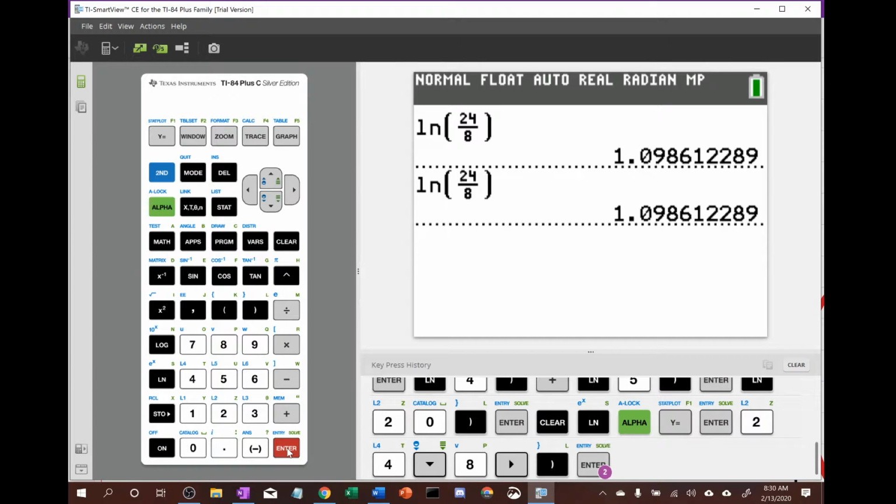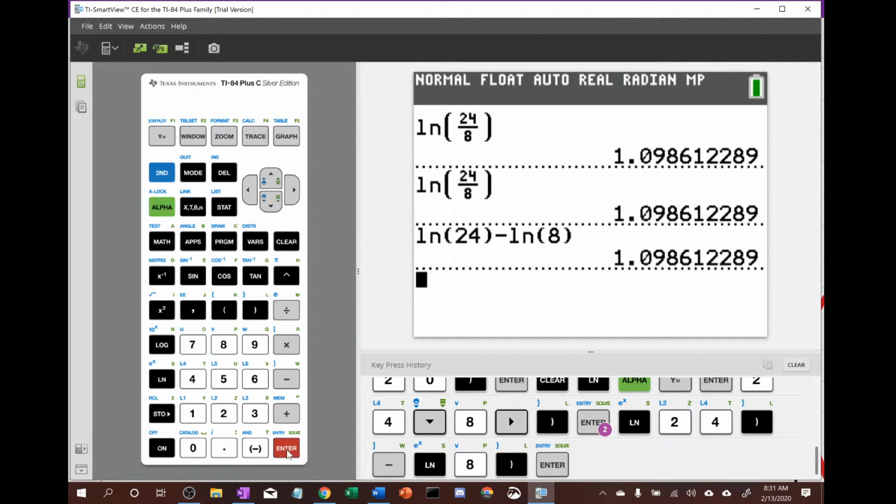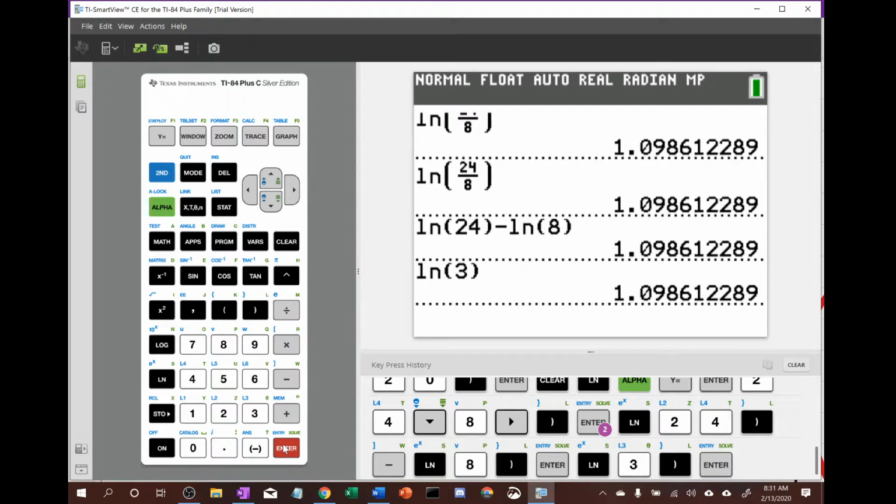Does everyone get 1.09? All right, so now let's try this. Let's try ln of 24, close parentheses, minus ln of 8. Same thing. And then finally confirm for yourself that it works. You can just do ln of 3. Make sure you get the same thing. So far, so good, huh? Not hard.